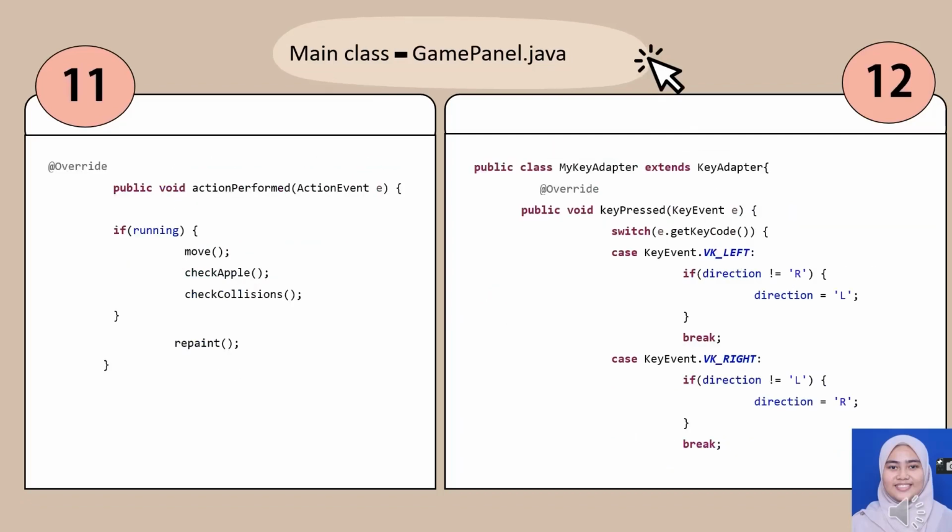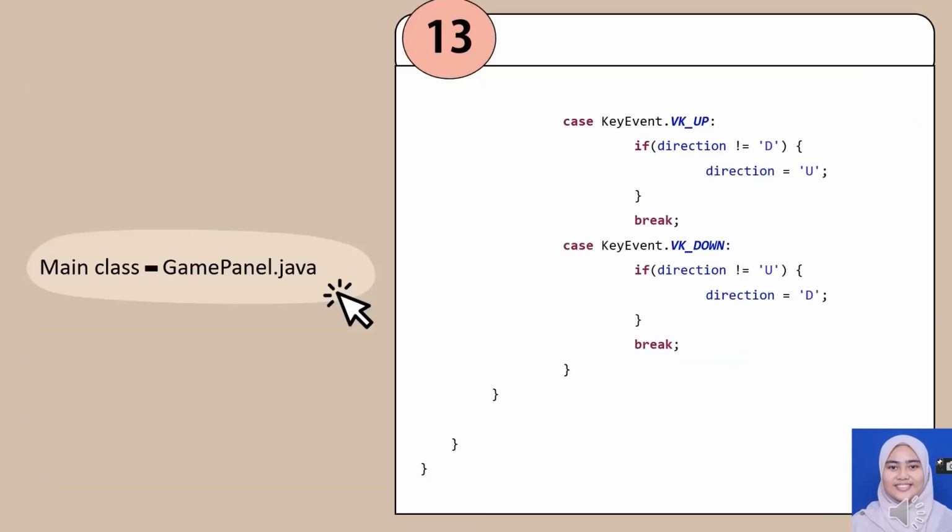Next we have method actionPerformed. In this method, we will call method move, method checkApple, and method checkCollision. Then we have another class called MyKeyAdapter, and this class also has its own method, which is method keyPressed. In this method, we use a switch and have 4 cases. The first case is KeyEvent.VK_LEFT. Case 2 is KeyEvent.VK_RIGHT. The third case is KeyEvent.VK_UP. And the last case is KeyEvent.VK_DOWN.